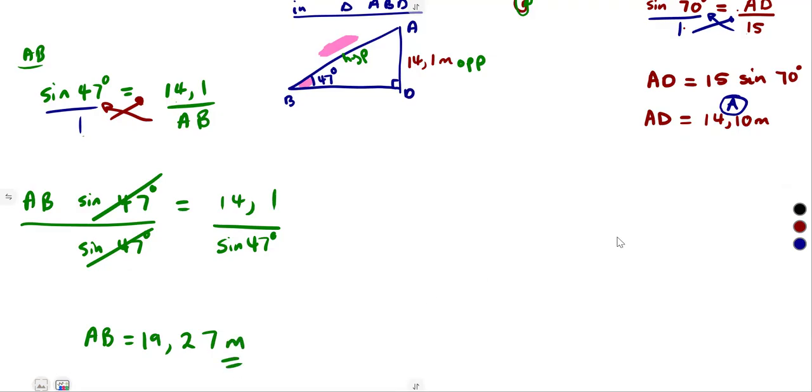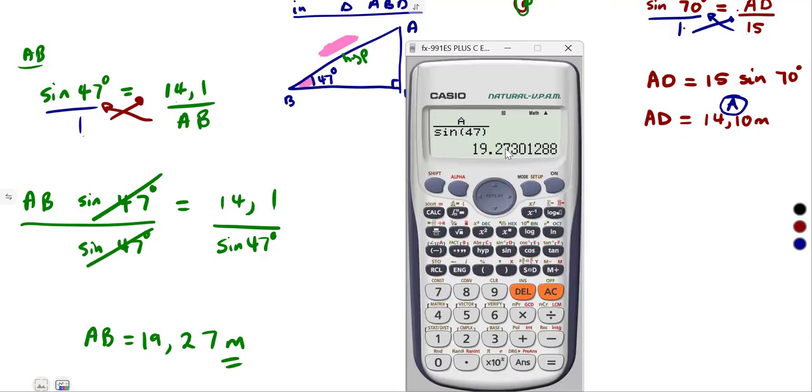19,27 meters. So in case we are going to use this value, the one that we have as AB, let's say we want to use it, we can store it. Since this one is in A, we can store this one in B. So it's shift, store in B. So our answer now is in B.